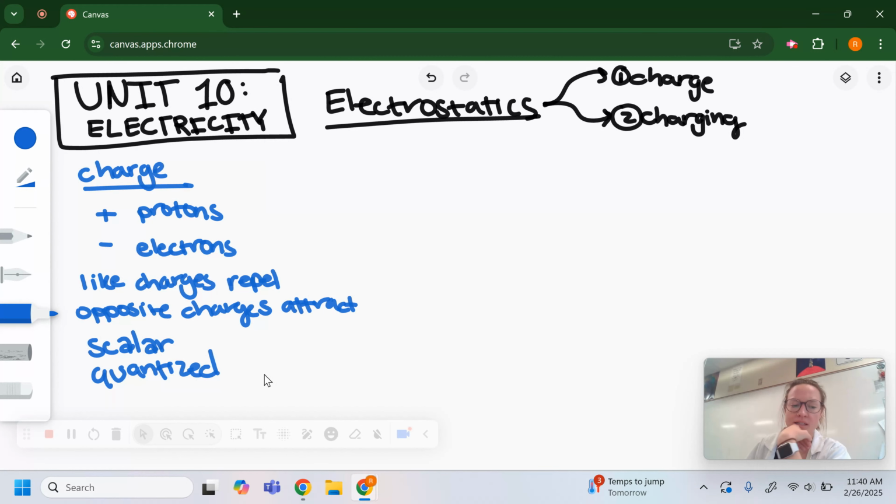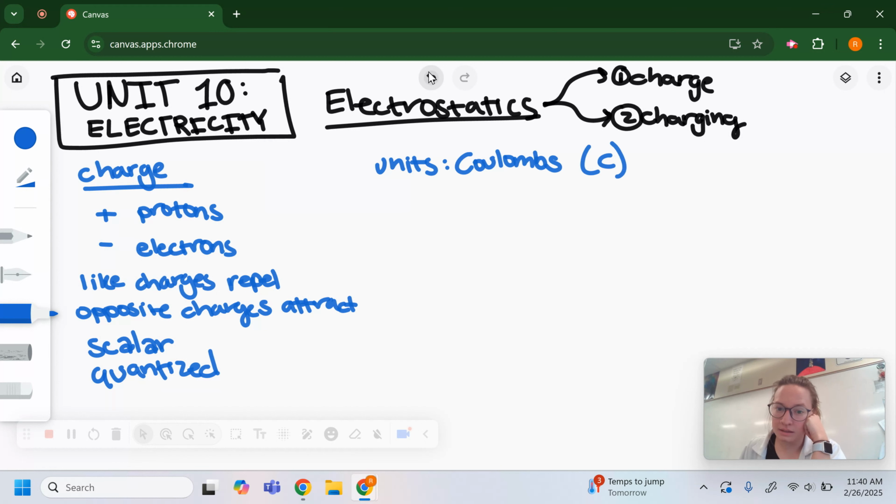This concept of charge being quantized is going to lead us to an equation eventually here, but before we get there, we have a few other concepts that we need to talk about charge. For example, the units of charge are coulombs, represented with a capital C.